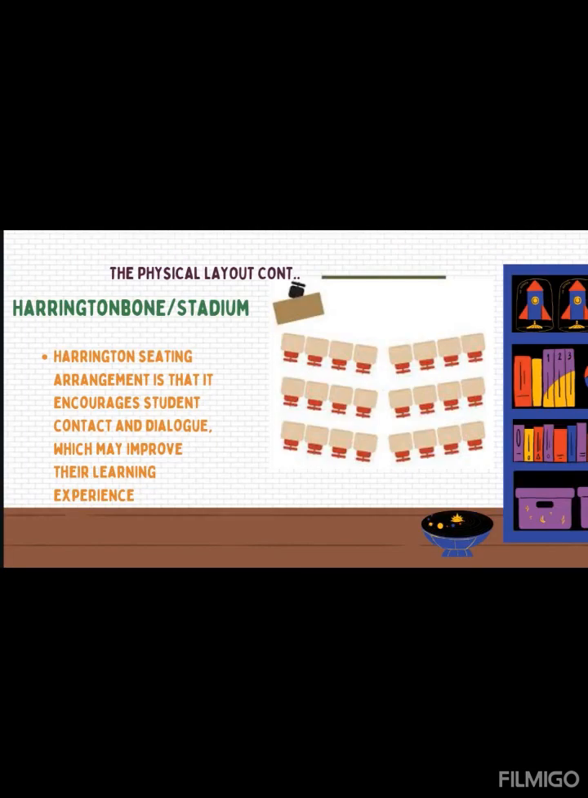And now we have the Herringbone or stadium arrangement, and this is where the desks form in rows of 2s, 3s, or 4s, for example, and are slightly turned to face the front, facing the whiteboard, which is normally in the center of the classroom. This arrangement encourages student contact and dialogue, which may improve their learning experience.